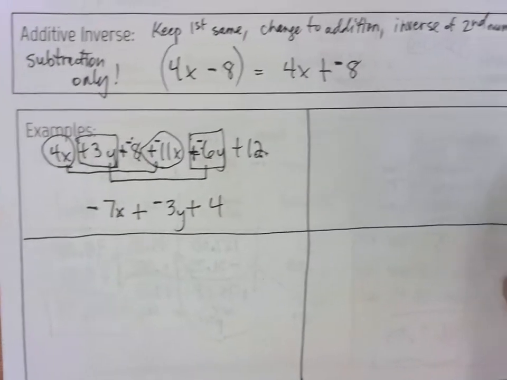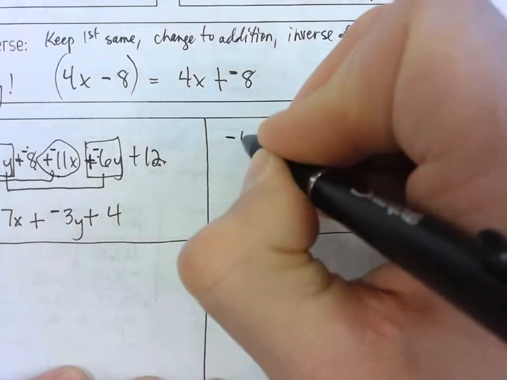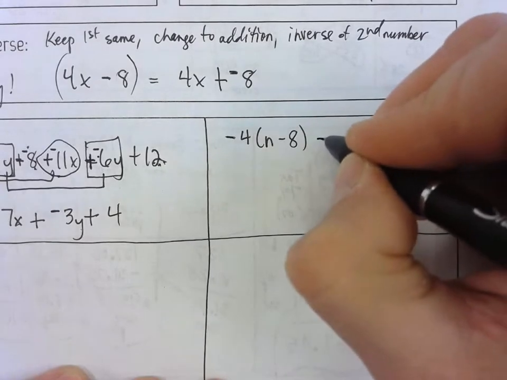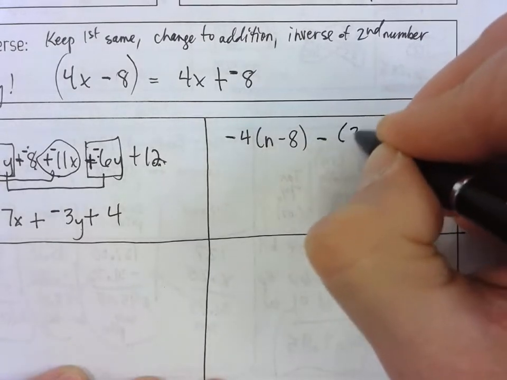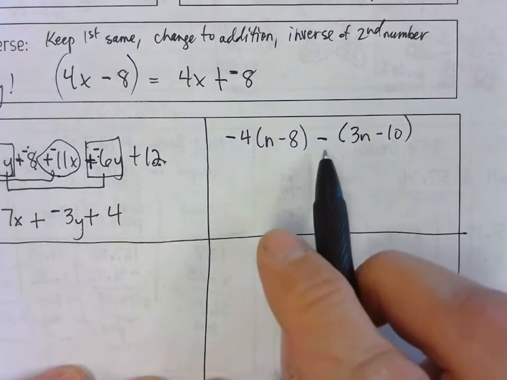Let's do one that's a double distributive property over here. Double distributive property. So we got negative 4 and then n minus 8 minus, and in parentheses, 3n minus 10. So we're going to use that where I talked earlier up there about distributing the negative.